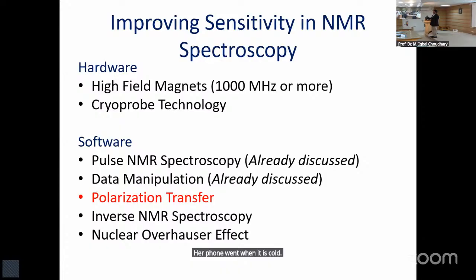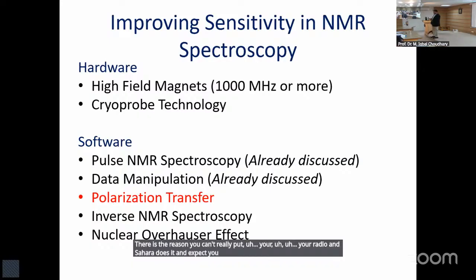Because when you cool it, there is a dependency on temperature. Lower the temperature, higher the conductance, better signal. Lower resistance. You know this, right? That is the reason you can't really put your radio in Sahara Desert and expect to have a signal.